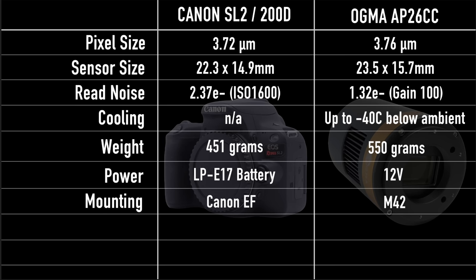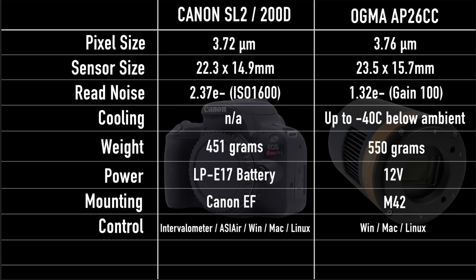In terms of mounting, the Canon has the Canon EF bayonet system, so you can use all kinds of Canon lenses with it, of course, but you could also get a T-ring adapter and attach it to a telescope. The Ogma has an M42 thread screw adapter, so that's very easy too, because there's lots of different ways we can take that and mount lenses and telescopes to that camera. Okay, next up we have control, and the Canon has many options.